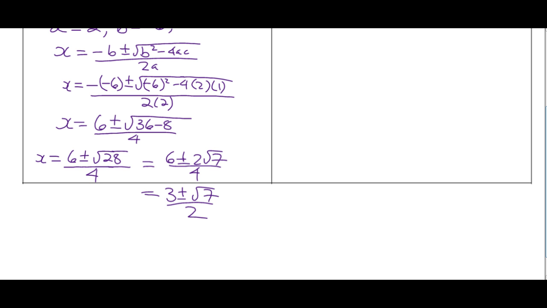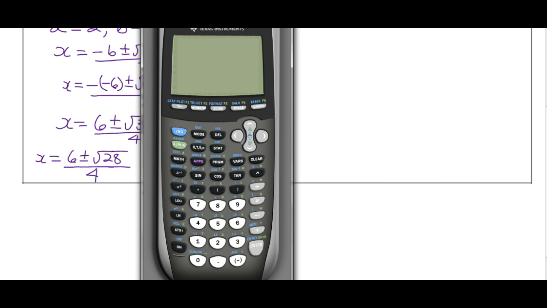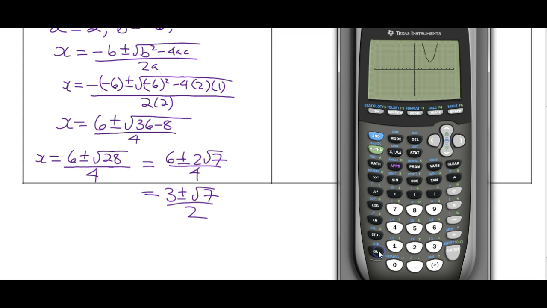Okay, so the root of 28 is the root of 4 times 7, which is root 4 root 7, which is 2 root 7. And then 6, 2, and 4 are all divisible by 2, so I'm just going to divide each of them by 2. 3 plus or minus root 7 over 2. I now need the answers to the nearest hundredth. So, how do I do that?